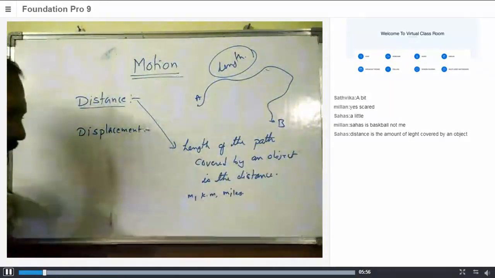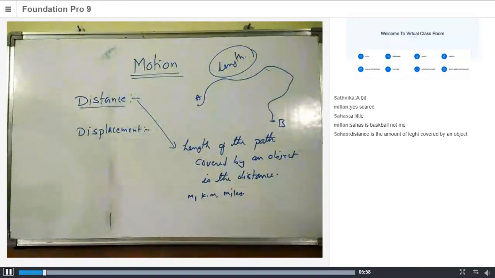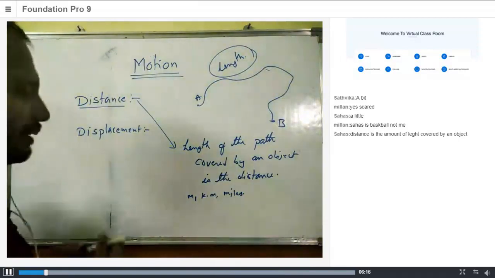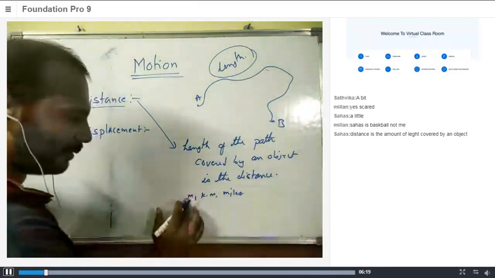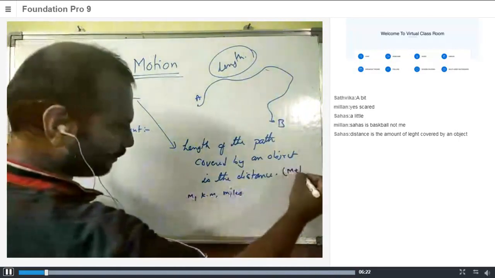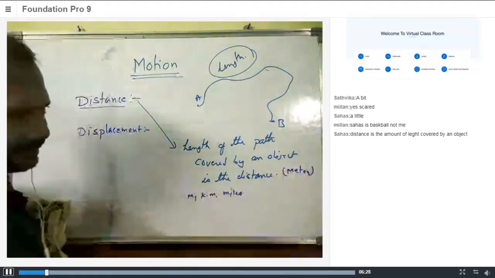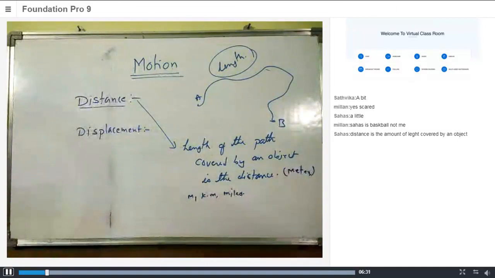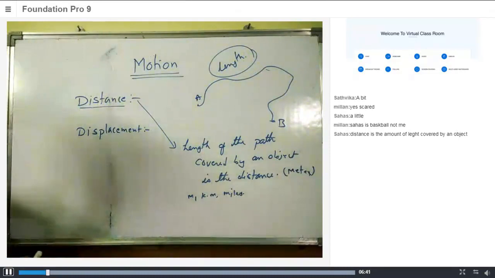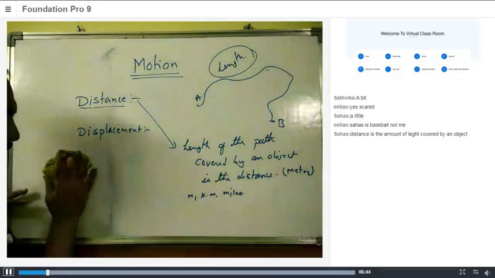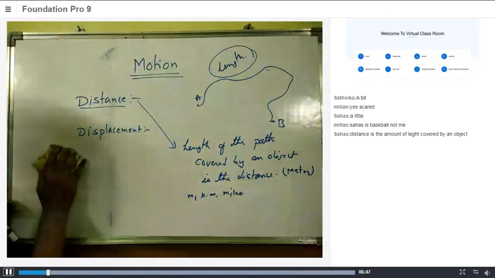What is displacement? Yeah, you can quickly take it down. Distance is the length of the path covered by an object. You're taking it down? And what are the units of distance? The standard unit that we take is meter, or depending on the situation, I can have kilometers, miles, whatnot, light year. All these are units of distance. I hope that is clear to all of you. So all of you taking it down: distance is the length of the path covered by an object.